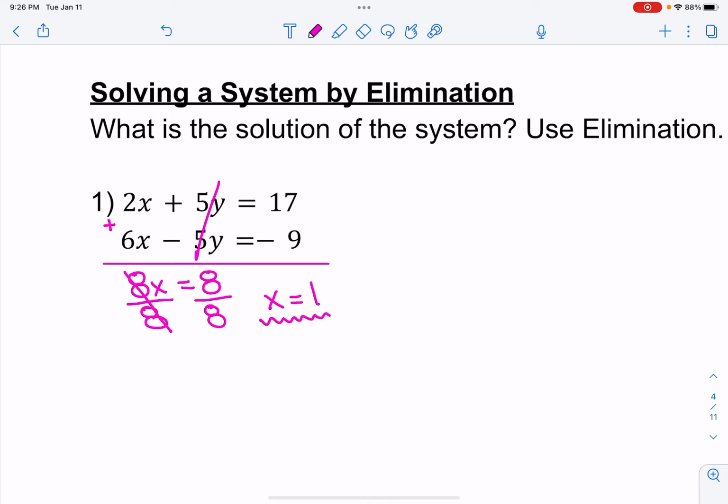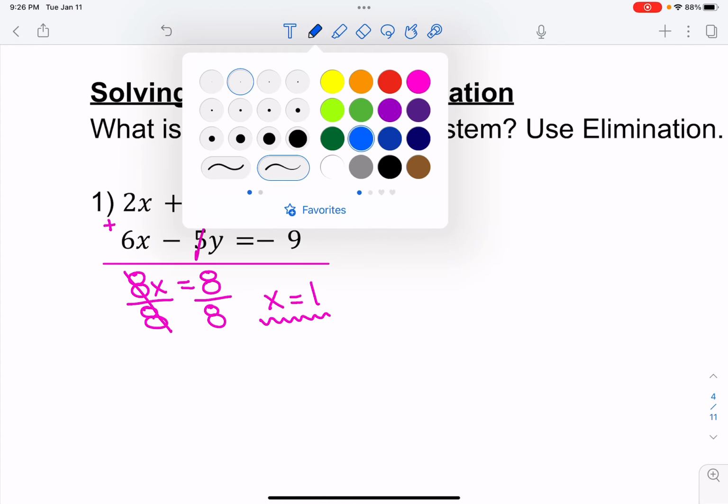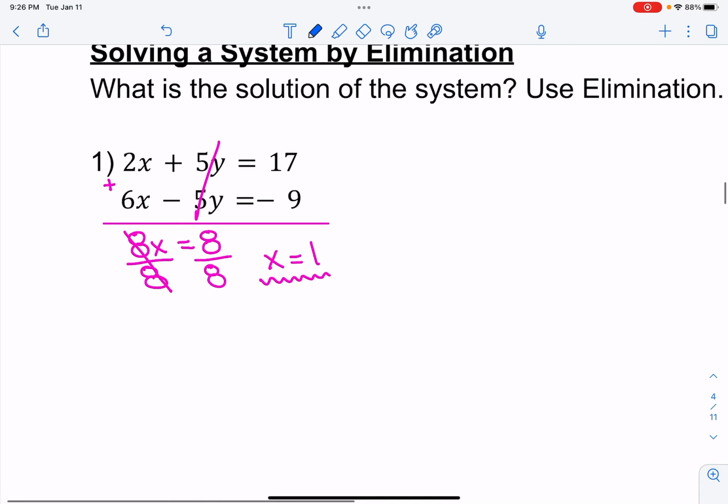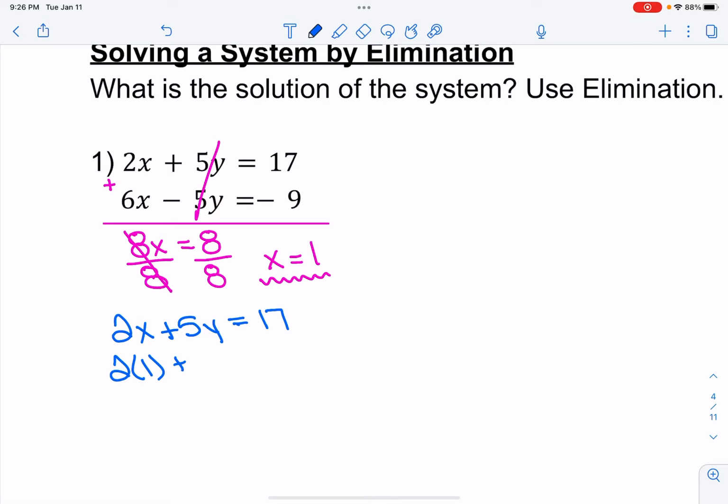Okay, that is just part of this problem. Remember, now we need to plug that back into one of our equations so that we can solve for y. It does not matter which equation you use, you should get the same answer regardless. I'm just going to pick the top equation of 2x plus 5y equals 17. We know that x is 1, so I'm going to plug that in. So 2 times 1 is 2. And then we just bring everything else down so that 5y and 17 come down.